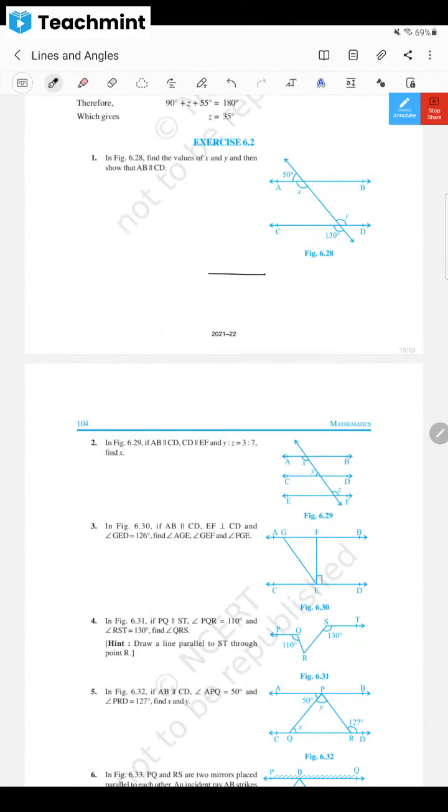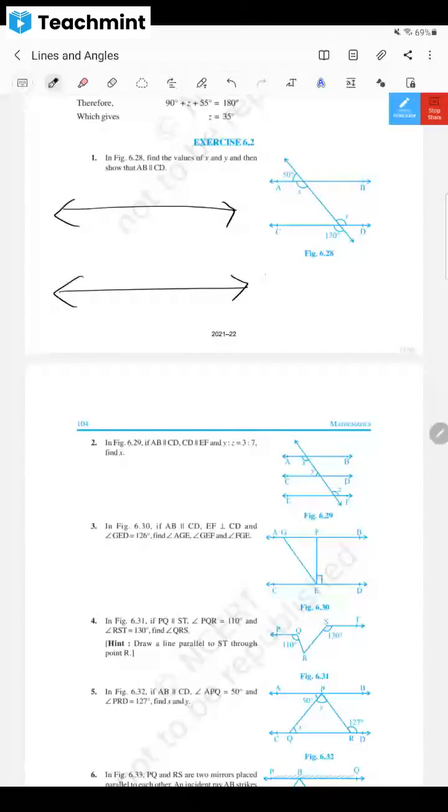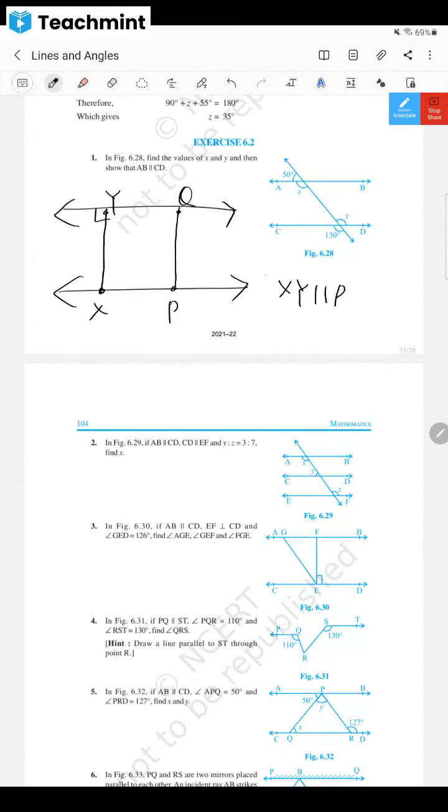And one more thing I want to tell you here is, for example, these are two parallel lines. If you draw one perpendicular to these parallel lines, perpendicular means it makes an angle of 90 degrees. And here also, if you draw one perpendicular, and if you name them XY and PQ, don't you think XY and PQ are parallel to each other?